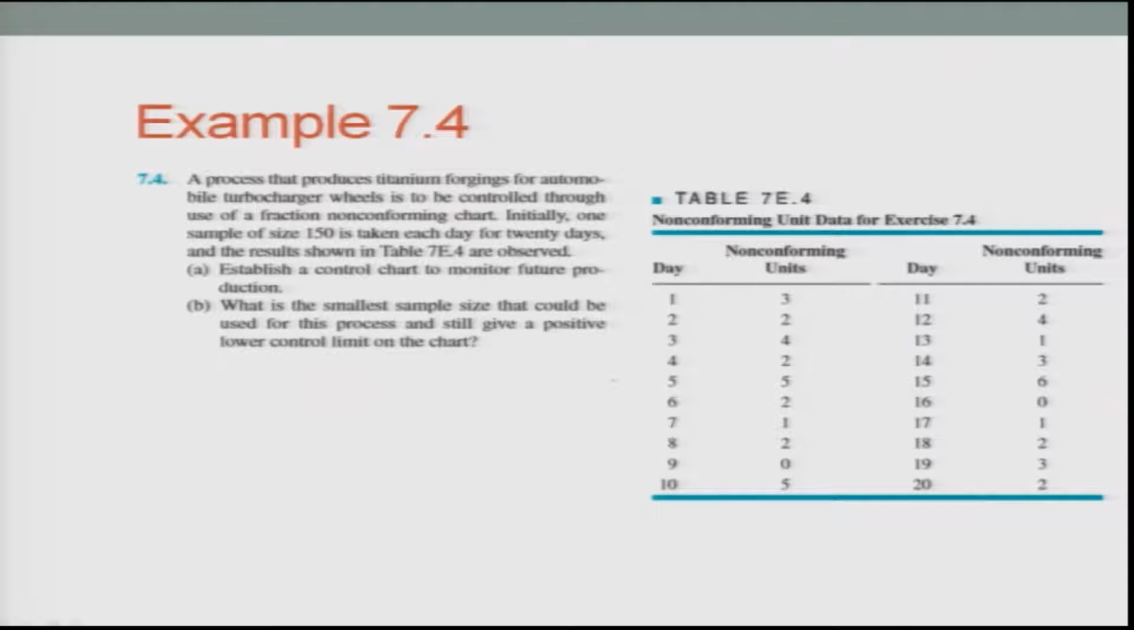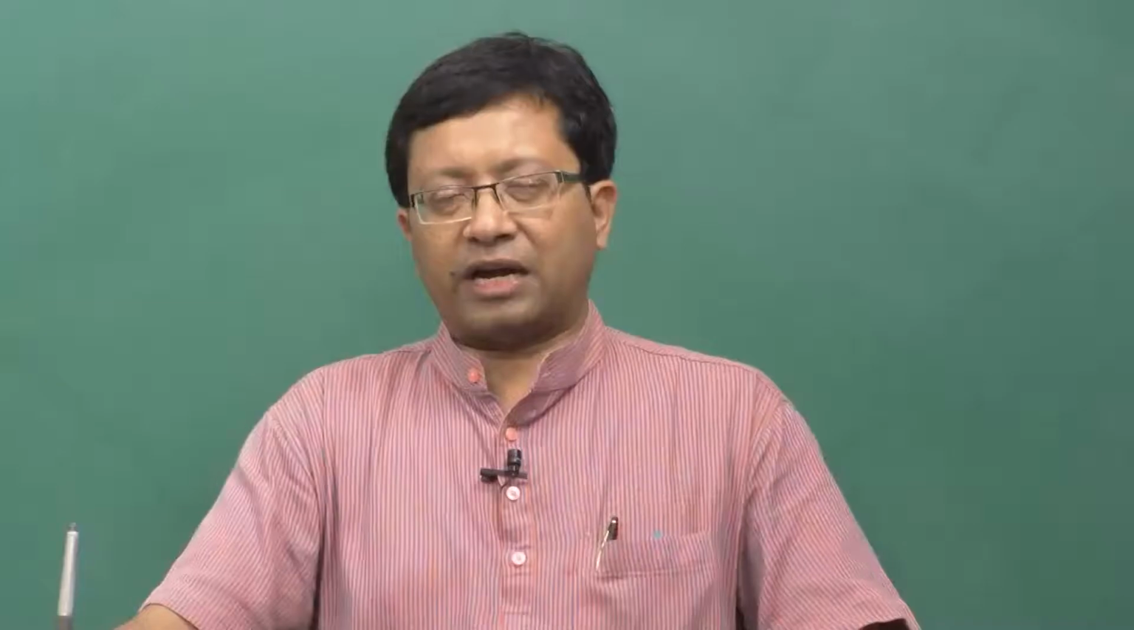So, now with this information you have to establish control charts to monitor future production processes, how it is going, and you also need to find out what is the smallest sample size that could be used for this process and still give us a positive lower control limit, such that we can use those control limits judiciously in order to understand whether the process is in control or out of control.